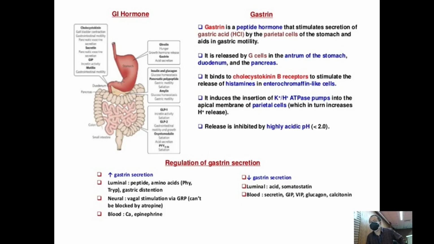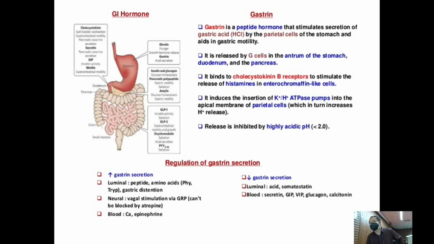The acidic nature of it kills the pathogen. But then you will find something paradoxical: if the stomach is highly acidic, then it would prevent the release of gastrin. If the acidic environment in the stomach is of a pH that is less than 2, then you'd find that this would inhibit the release of gastrin.